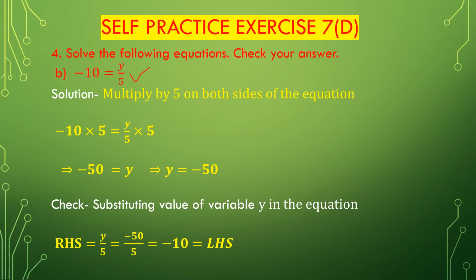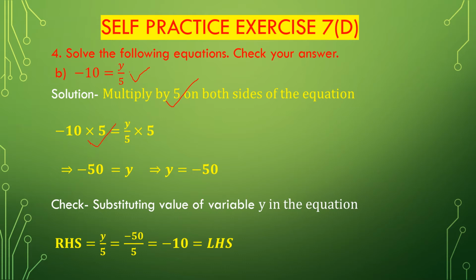So here on right hand side y divided by 5. Here division operation is given, so we have to apply the multiplication operation. So we have to multiply by 5 on both sides of this equation. यहाँ पे डिवीजन हुआ है 5 के साथ, सो हमको मल्टीप्लाई करना पड़ेगा बोथ साइड्स विथ 5. सो y divided by 5 multiplied with 5 equal to minus 10 multiplied with 5.